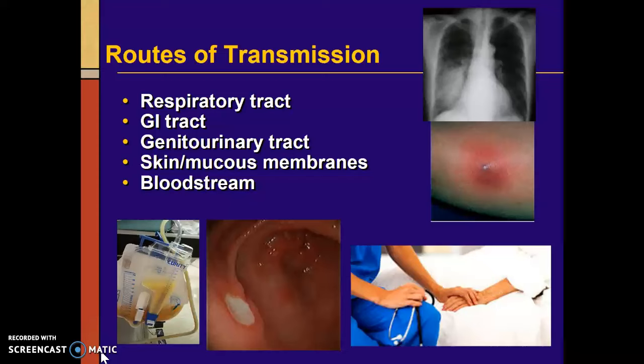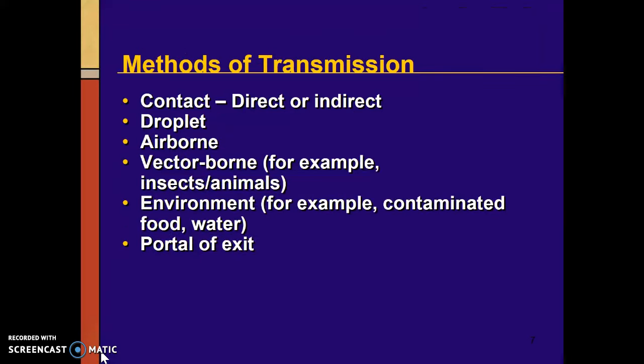In the right upper corner, you can see a chest x-ray where the whited out area is on the side there. That is showing infiltrates in the lung, meaning that they have a pneumonia brewing. And then below that, you can see a wound infection that is looking pretty bad and probably needs some treatment. We just have to remember that these are the routes that things are transmitted into the body, but there are also methods of transmission, meaning how do these organisms get from one place to the other.